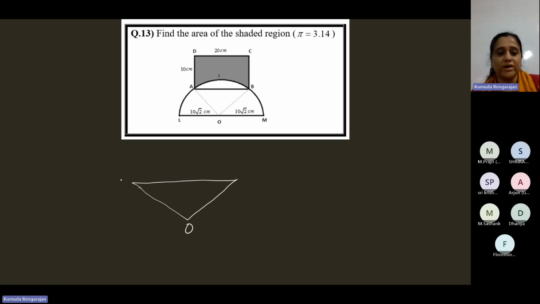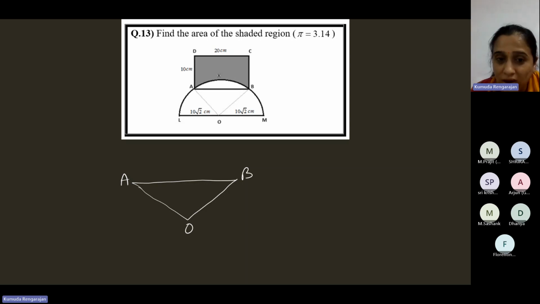So this is the triangle OAB. How much is the OA? 10√2, because OL. Now, it's not given that this figure is a semicircle. One thing that confirms this is a semicircle: OL is equal to OM, the radii are equal. Even if angle AOB is 90, that doesn't make it a semicircle. That's not a reason.